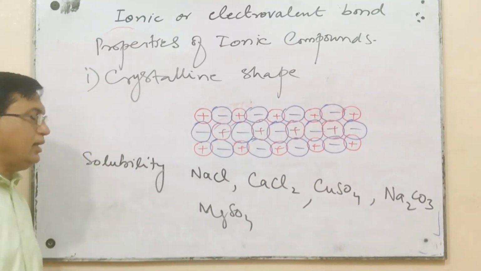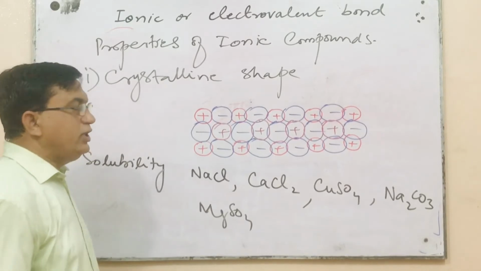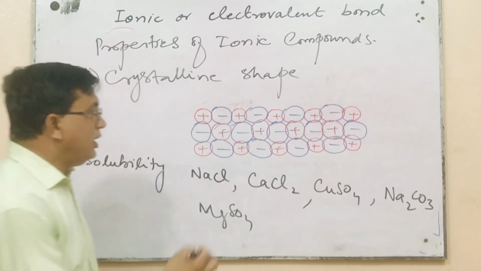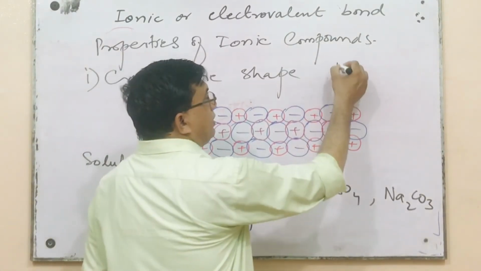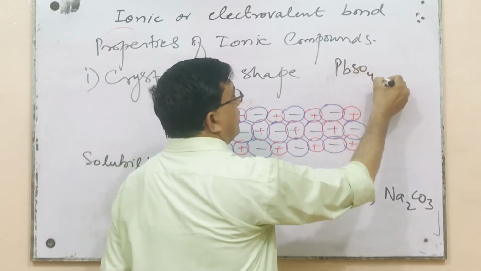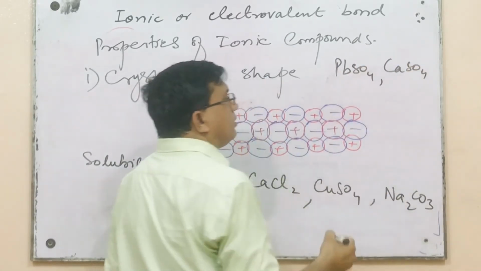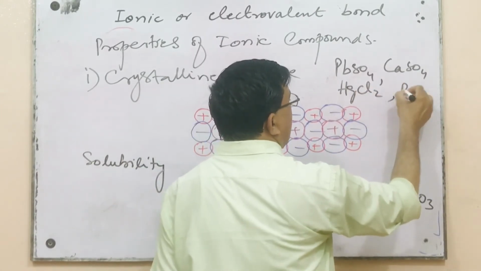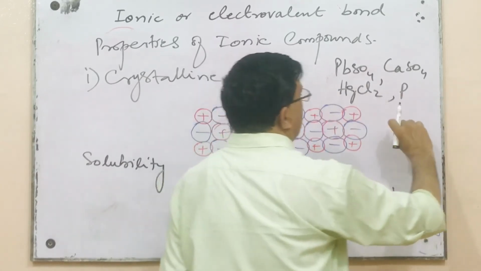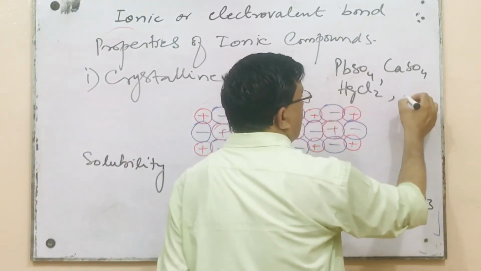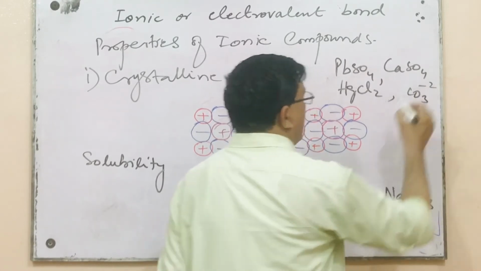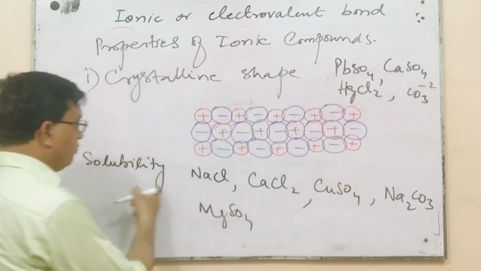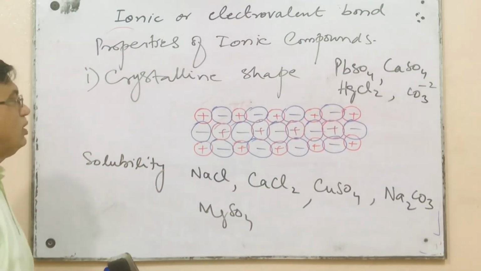in water. From the solubility rules, we can easily judge which type of ionic solids are insoluble in water. Insoluble in water are, for example, lead sulfate, PbSO4, calcium sulfate, mercury sulfate, and carbonates, all carbonates other than sodium, potassium and ammonium are insoluble, but the majority of ionic solids are soluble in polar solvents.